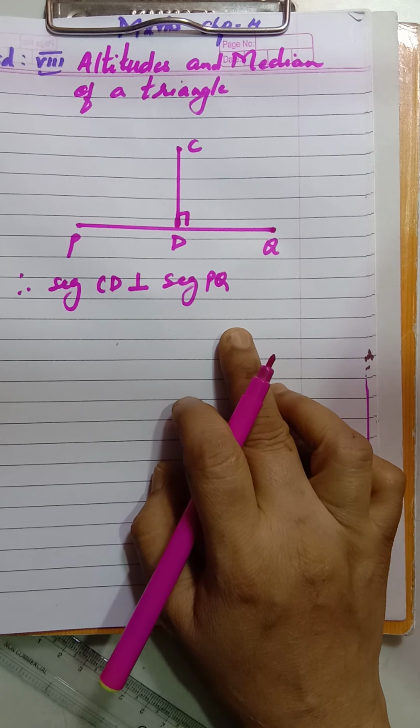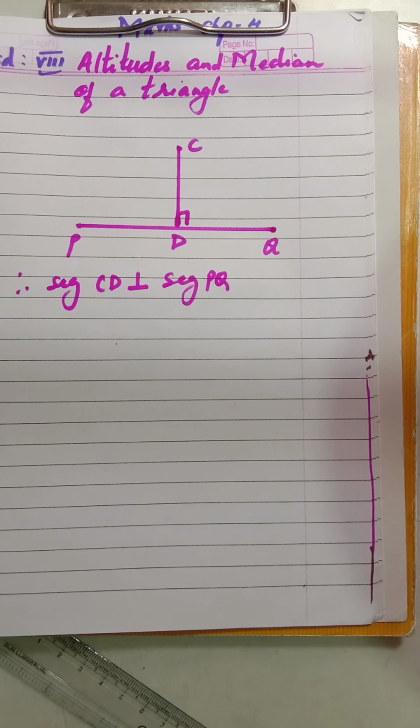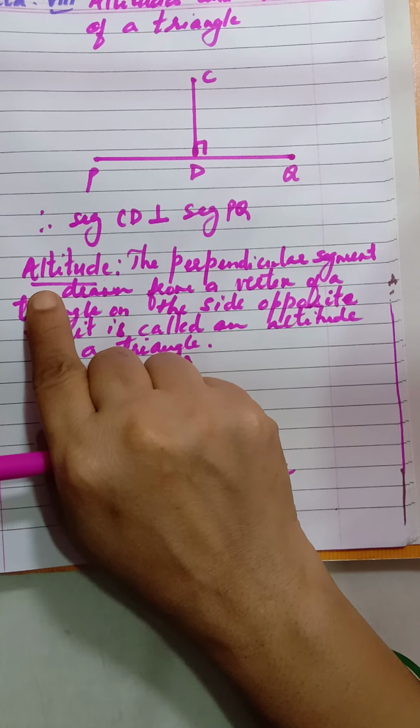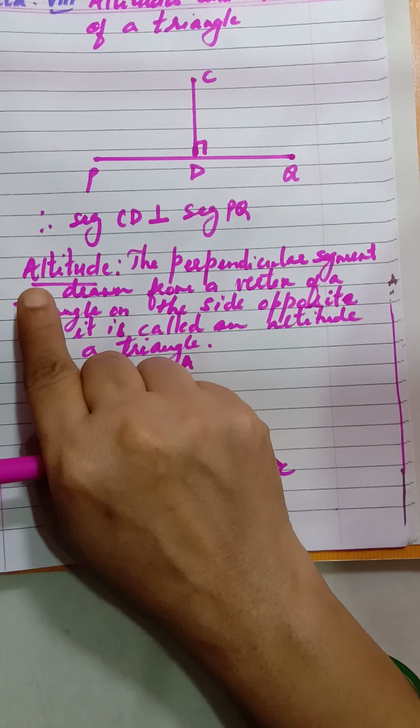Now let us move to the main topic, that is altitude of a triangle. Now students, let's start with the topic altitude. Now what is altitude? See children, altitude is nothing but, I have written the definition, the perpendicular segment drawn from a vertex of a triangle on the side opposite to it is called an altitude of a triangle.